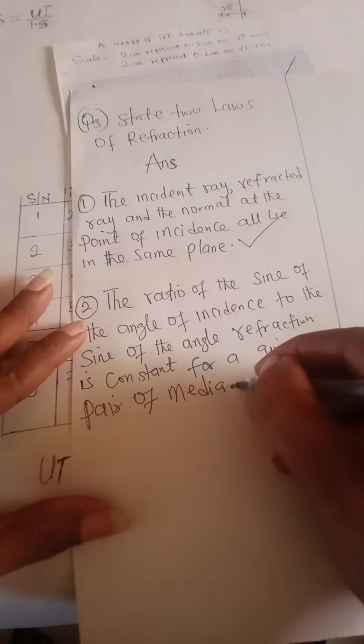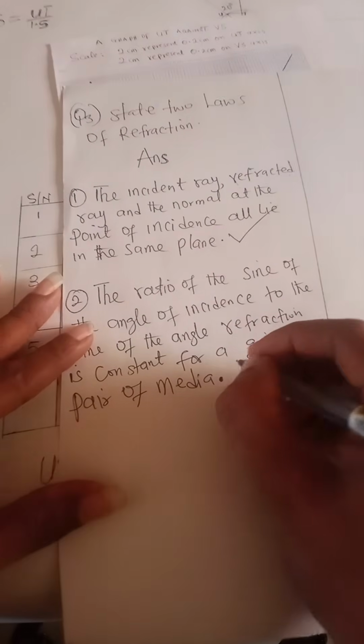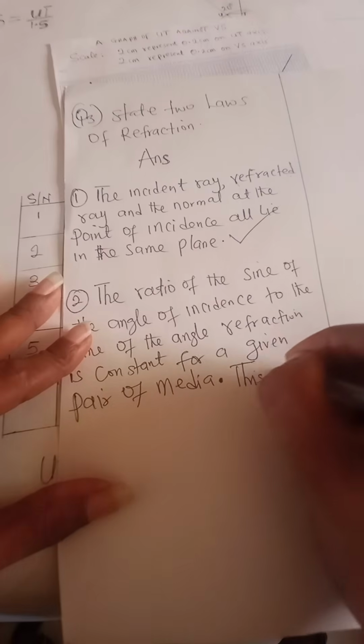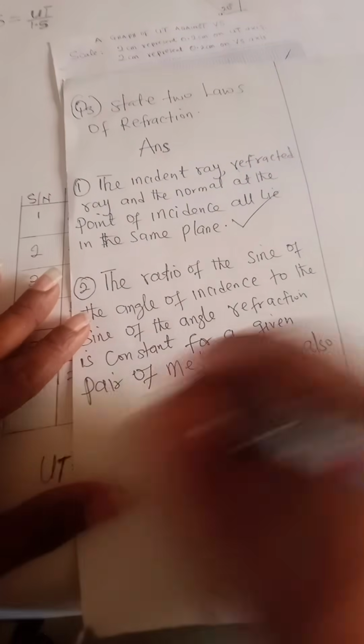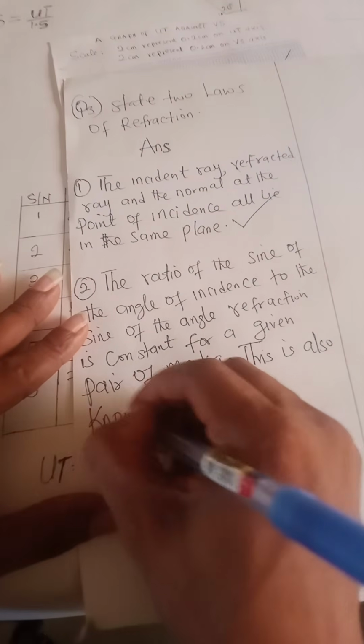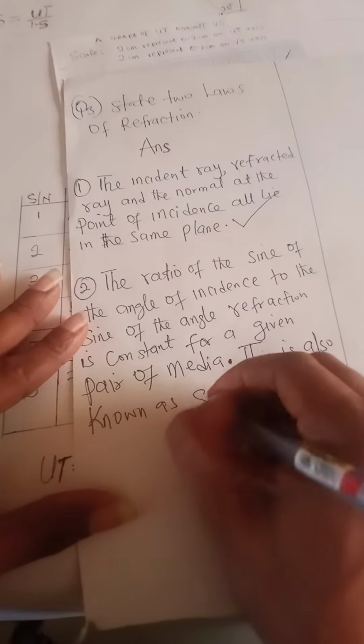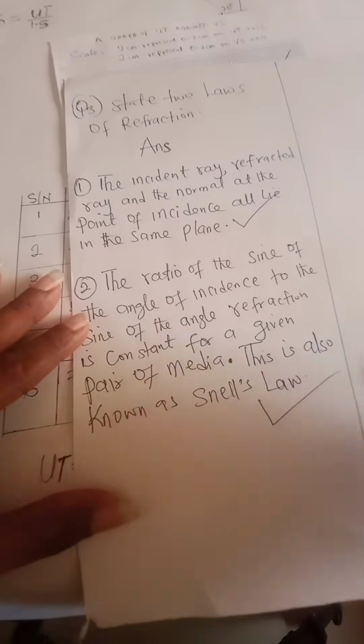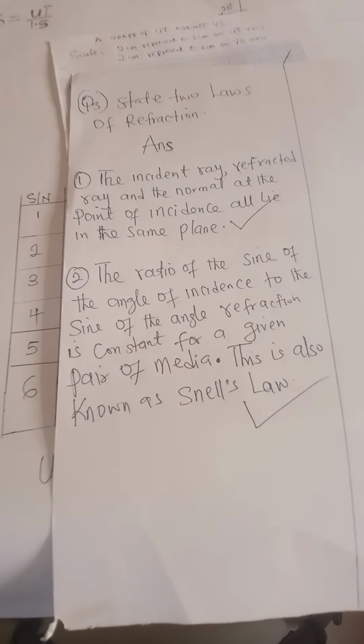You can equally add for them that this law is also known as Snell's law. When you add this, they will give you your mark. So with this, you will score your 40 over 40.